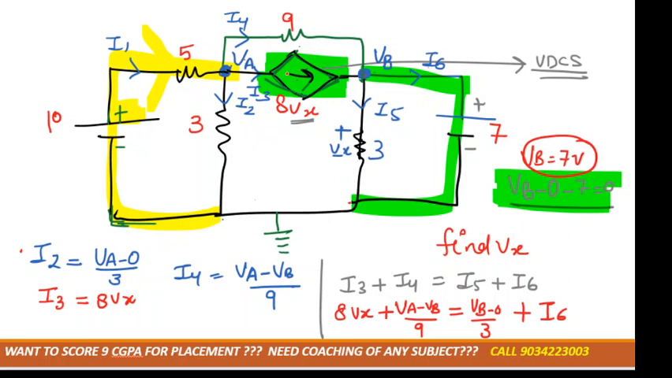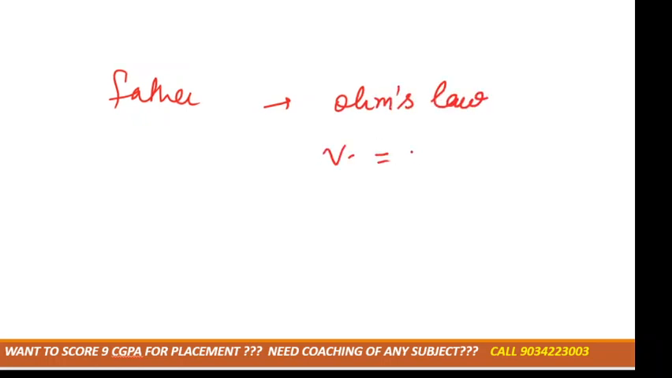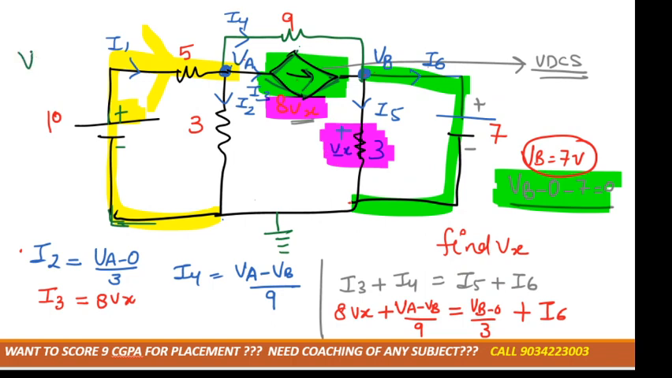Now one dependent source is also there. As you can see, it is depending on voltage, right? So voltage is present here. As I told you, it is depending on mother or father, and it is depending on father. So for father we always have to use Ohm's law. As you know, Ohm's law is V is equal to I multiplied by R. V is here Vx, so we can write Vx.